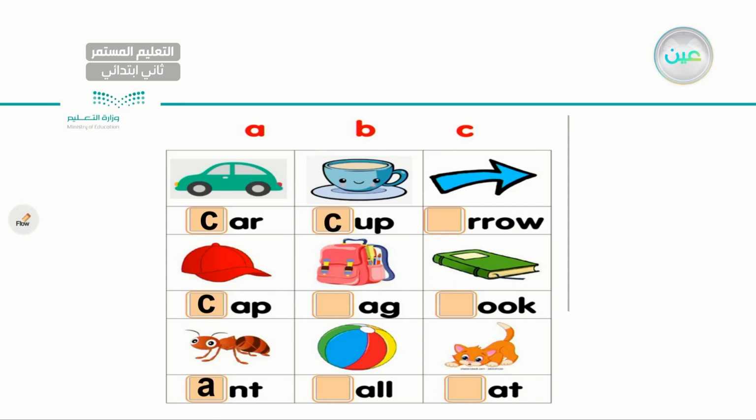C. Very good. Next one, what do you think it is? It's a bag. Very good. Next one I have is a ball. A ball. Very good. Next column, I have an arrow. A. Very good. I have a green book. Very good. Book. And the last one here, I have a cat. Cat. Very good, my dear student.